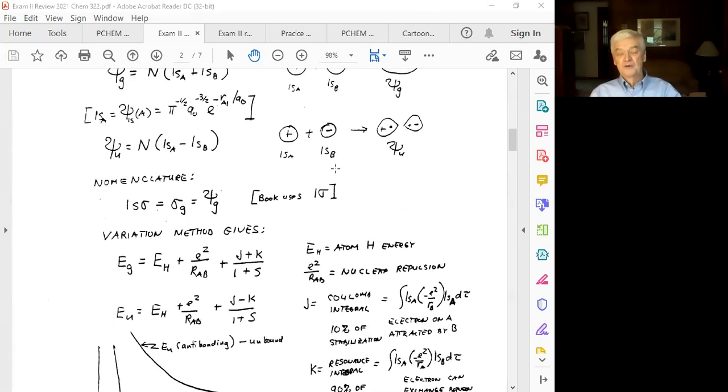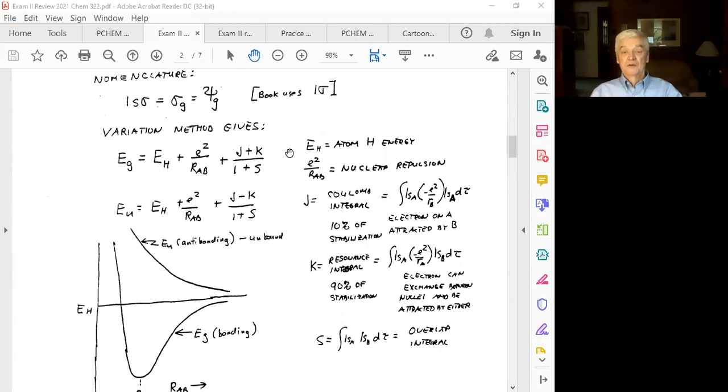So we played around with nomenclature a little bit, but we finally settled that we're going to call this lowest energy orbital 1s sigma, and then we called the corresponding antibonding orbital 1s sigma star. And so that led to our Aufbau method, and we'll talk about that later. When we apply the variation method, then we come up with a formula for the lowest energy orbital, which looks like this, and then one for the antibonding orbital.